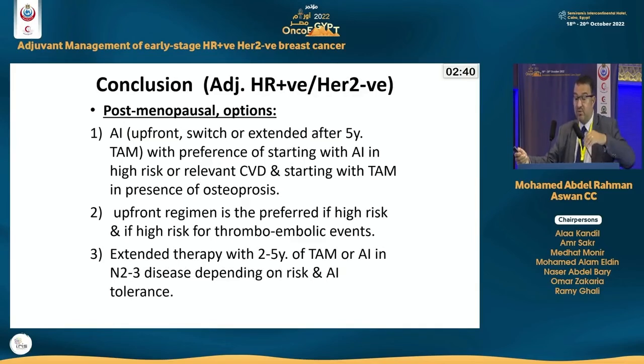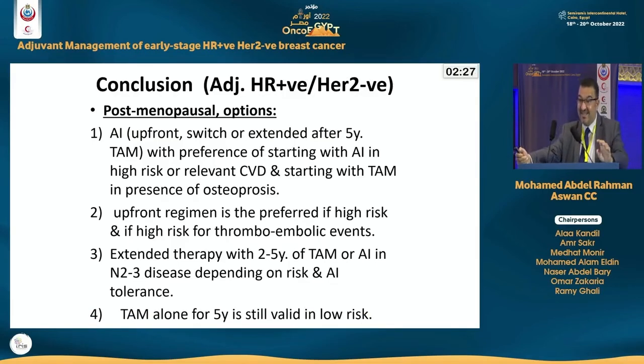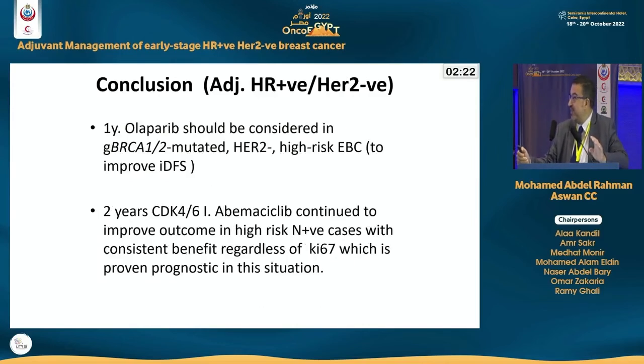Extended therapy with 2 to 5 years of TAM or an aromatase inhibitor in high-risk patients, N2-3 disease, depends on the risk and also on the tolerance to aromatase inhibitor. Still, TAM alone is a valid option in low-risk or very low-risk postmenopausal patients. The recent update from about 1 year ago is to add 1 year of olaparib, and germline BRCA1 and 2 testing should be considered in any high-risk hormone receptor positive HER2 negative patients.